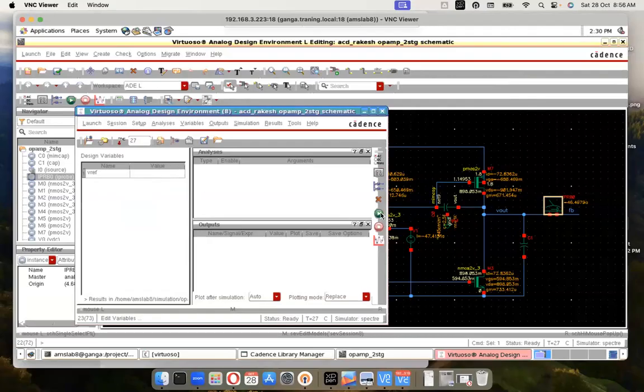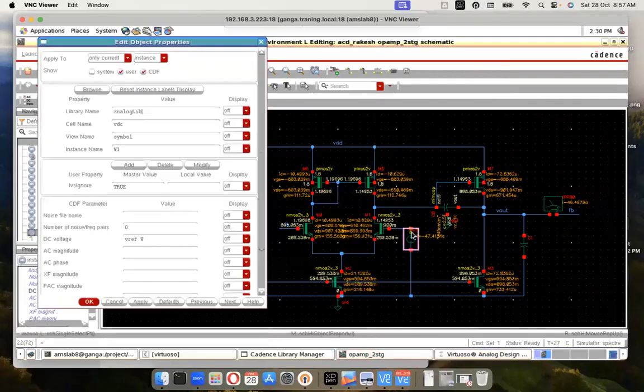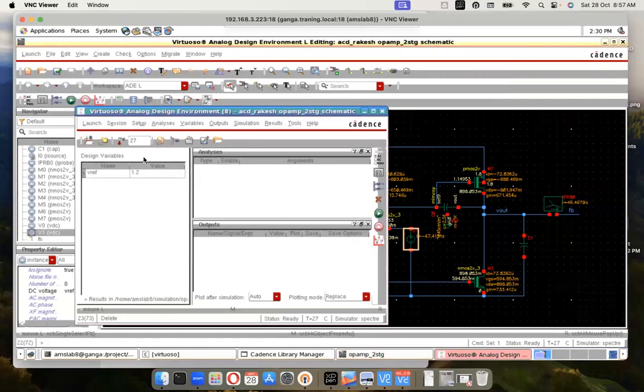There is a VREF. What is VREF? VREF is the input to the op-amp. What is the voltage? It's 1.2. So these are the variables that you can define. If you look at the voltage source at the input, I defined it as VREF. You can put the value for VREF later as well. I have put it in the design variables.